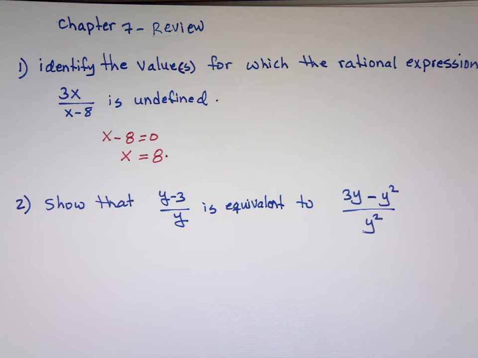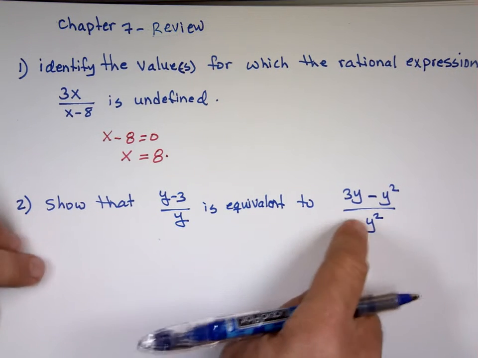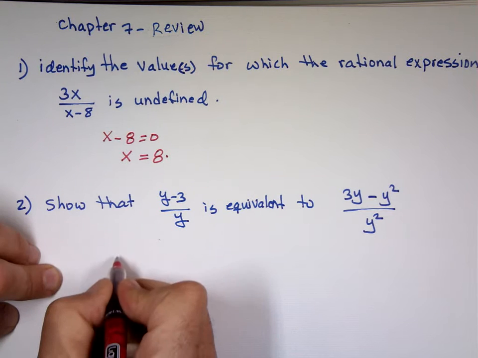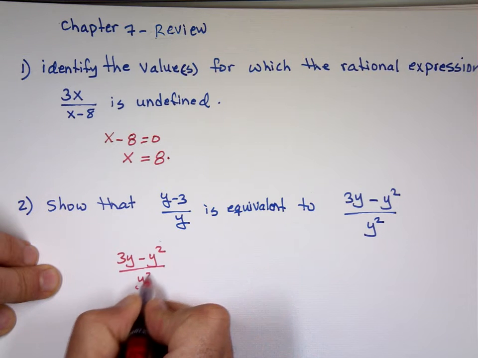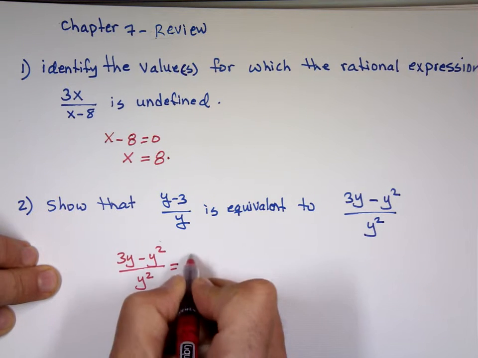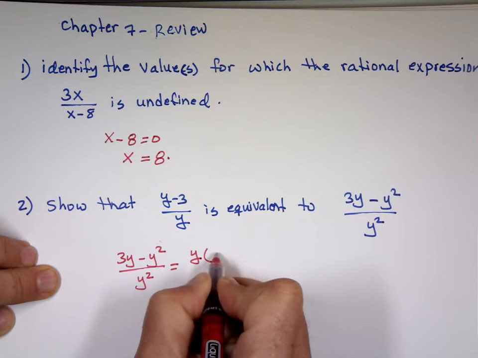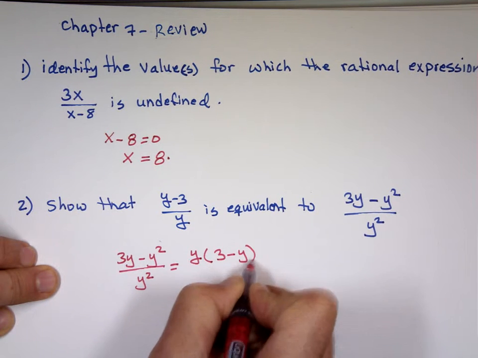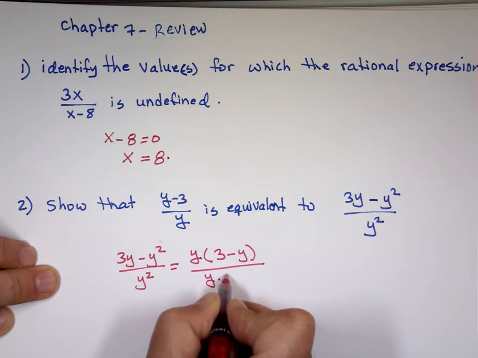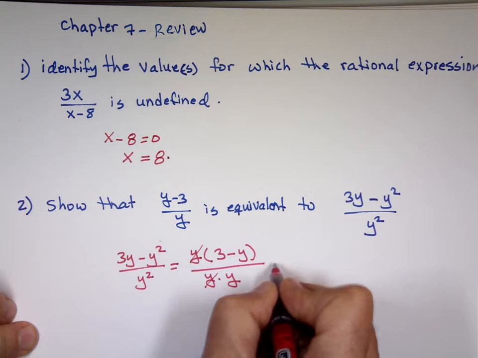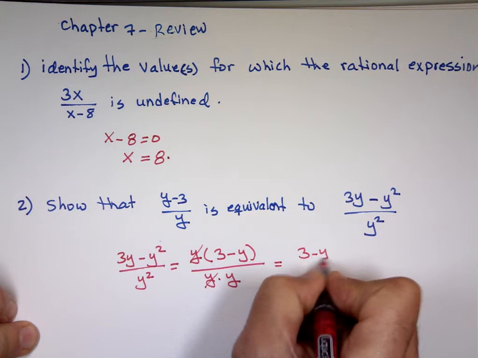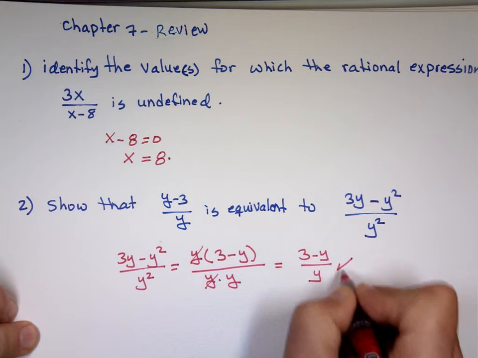Well, if they are equal to each other, if I take this and simplify it, I should come up with that answer. So let's take this problem and simplify it. 3y minus y squared over y squared. Can I simplify that? Well, I can factor a y out of the top. If I factor a y, what's left? 3 minus y here. And y squared is y times y. Notice this y will cancel one of these. And what's left? 3 minus y over y. This is the same as this one.